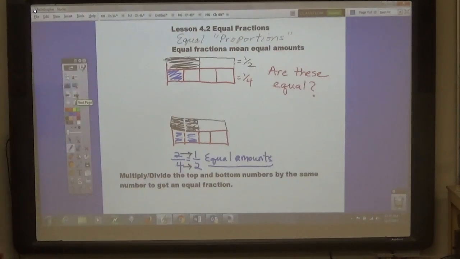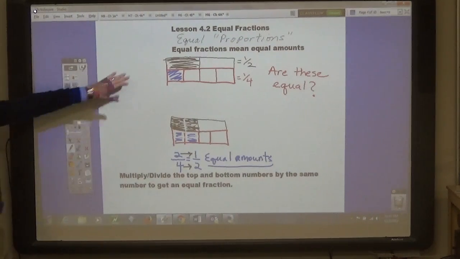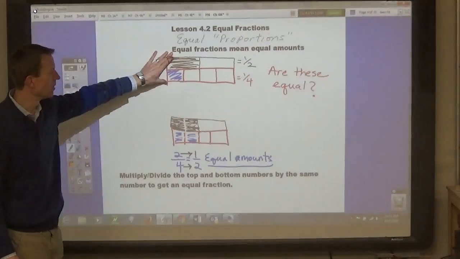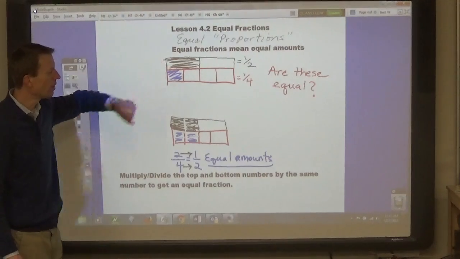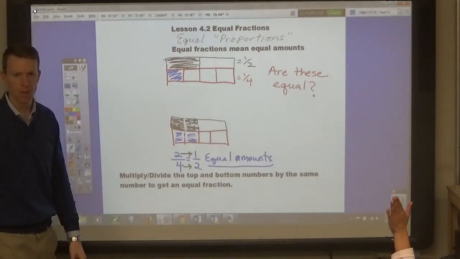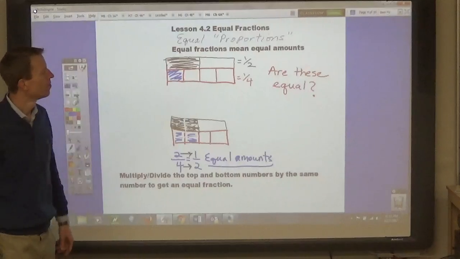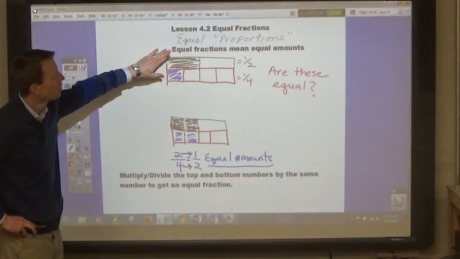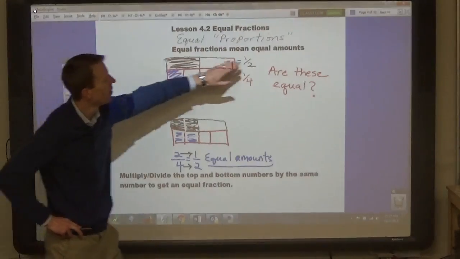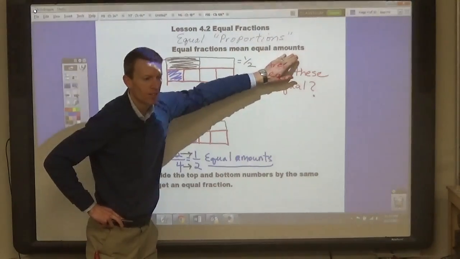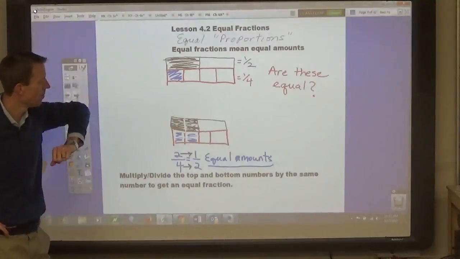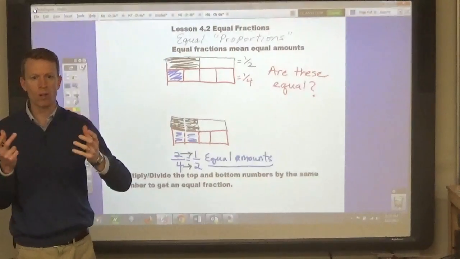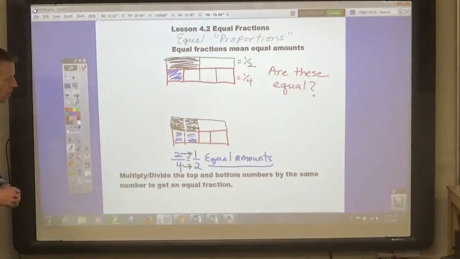Let's go on to lesson 2. In lesson 2, we talked about writing equivalent fractions. What is it that's equivalent about fractions? Equivalent means equal, the same. Equal amounts. Yep. Equivalent fractions are two different ways to write equal amounts. Okay?